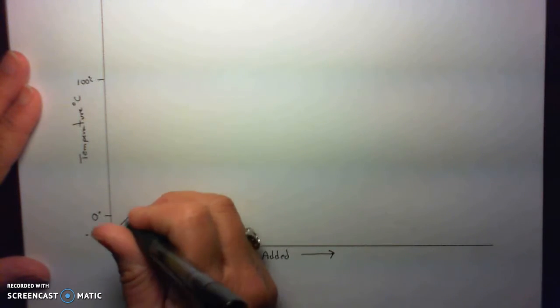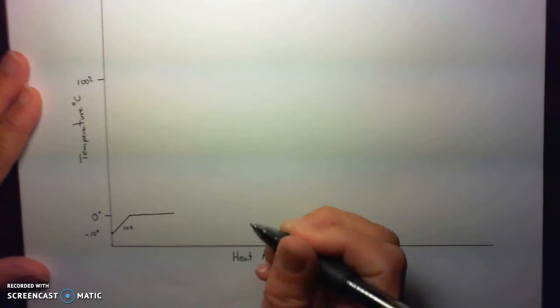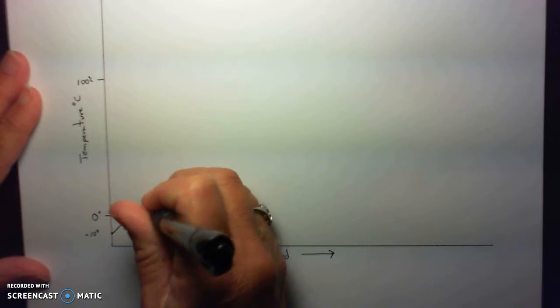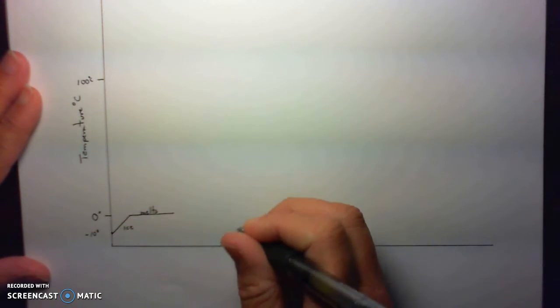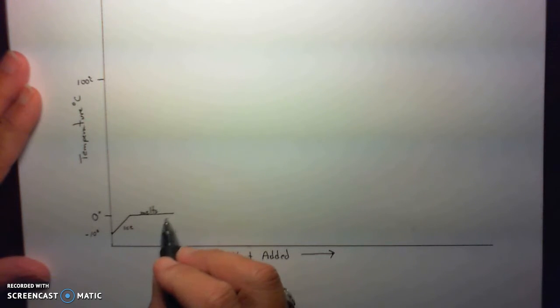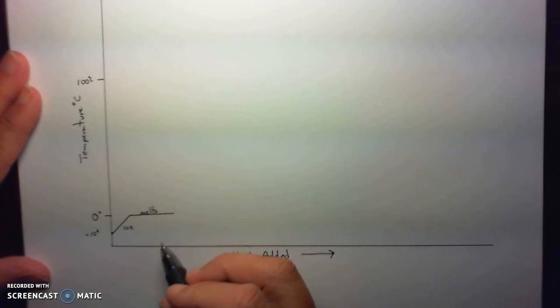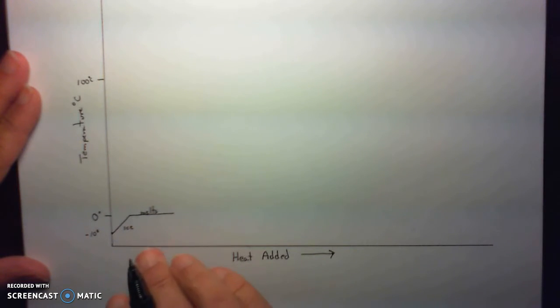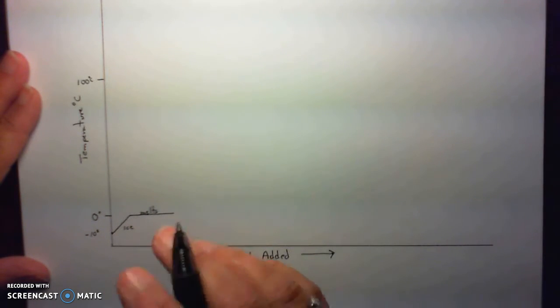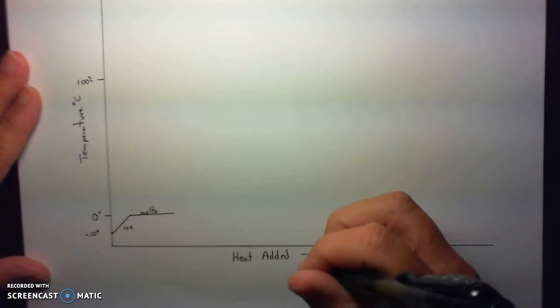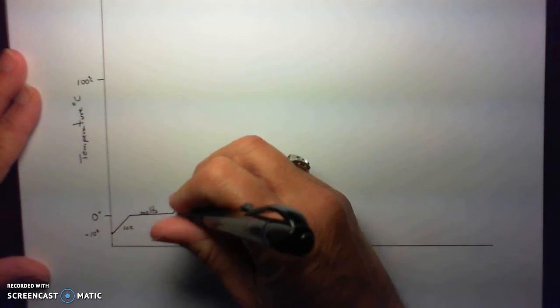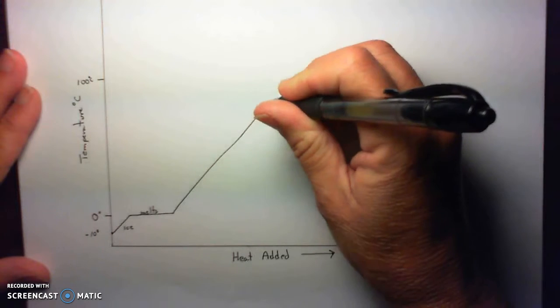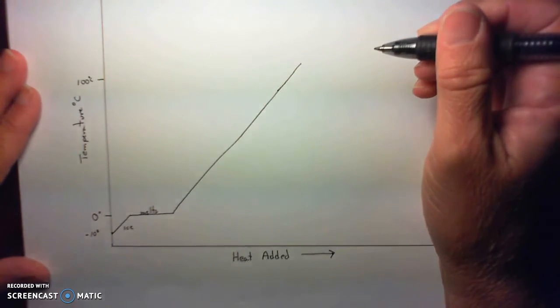This is ice. At 0 degrees, the ice melts. And while it's melting, the temperature does not change. We continually add heat, but the heat doesn't change the temperature. Instead of making the molecules move faster, it's breaking up the interactions between the molecules. When all the ice is melted, and we continue to add heat, the temperature again rises until we get to 100 degrees.